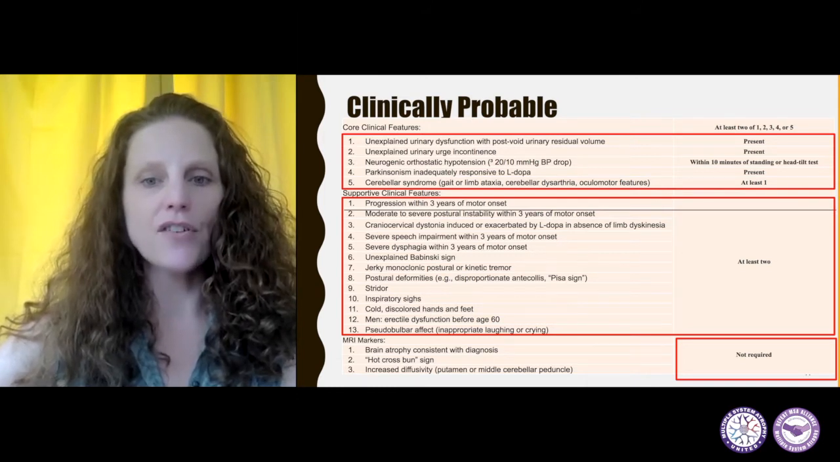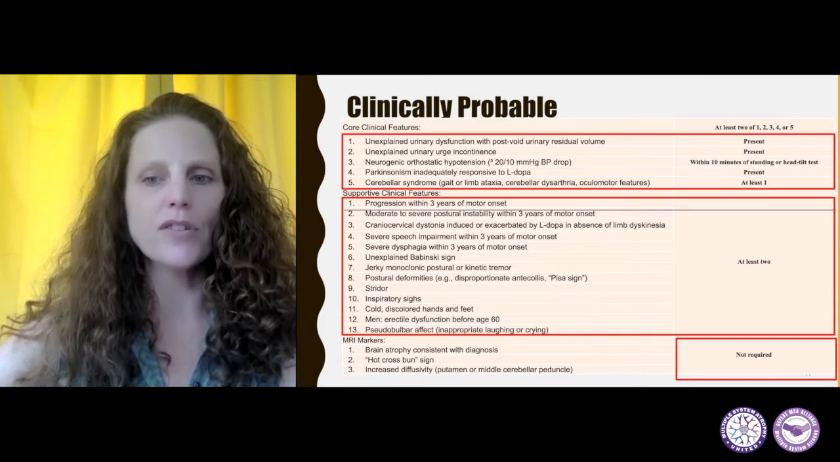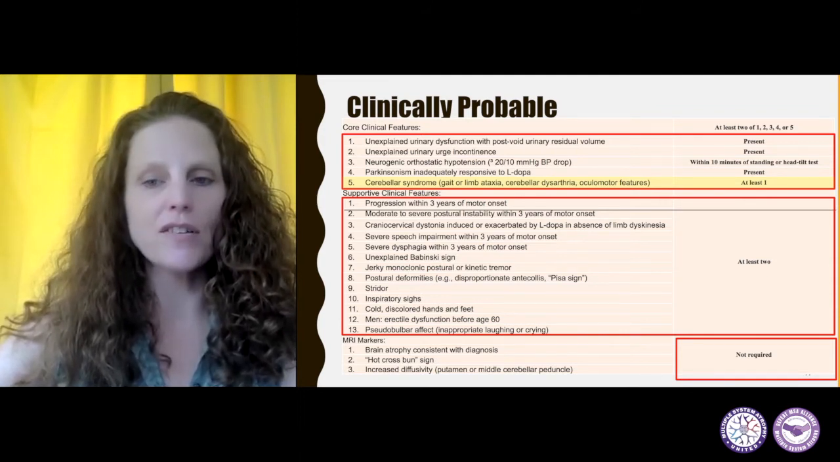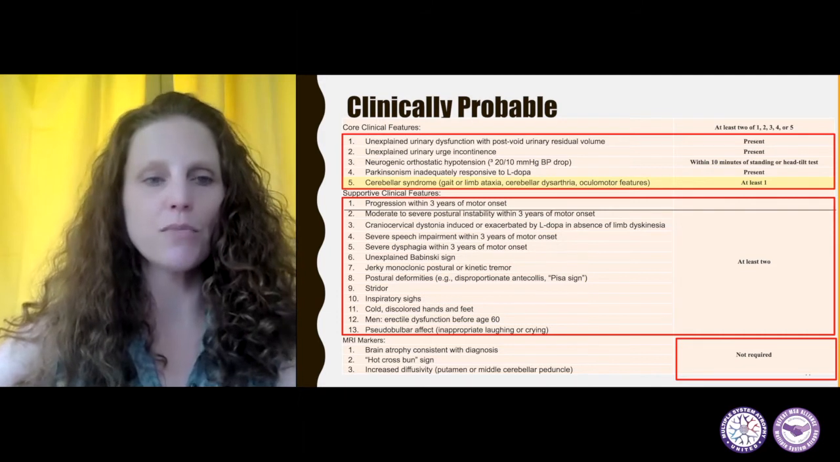As an aside, note that under the core clinical features, the definition of cerebellar syndrome only requires one of 3 common presenting signs: gait or limb ataxia, cerebellar dysarthria, or oculomotor features. For clinically established diagnosis, at least 2 of these features should be present.